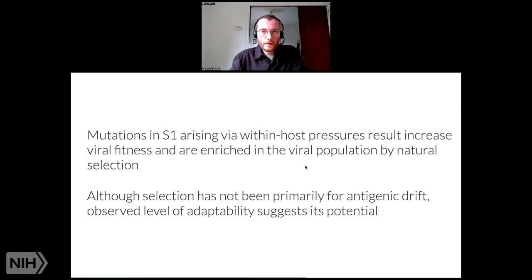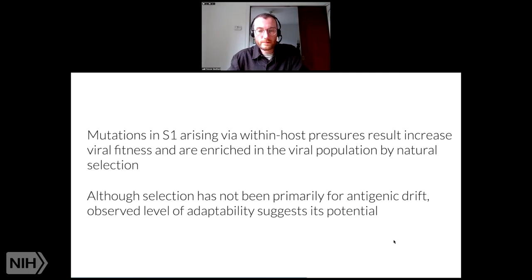So generally then what we see here is that mutations in S1 are arising via within-host pressures that result in an increase in viral fitness. And then after they've emerged, they're enriched in the virus population by natural selection because they transmit better. Each infected individual will cause more downstream infections compared to these non-variant viruses.